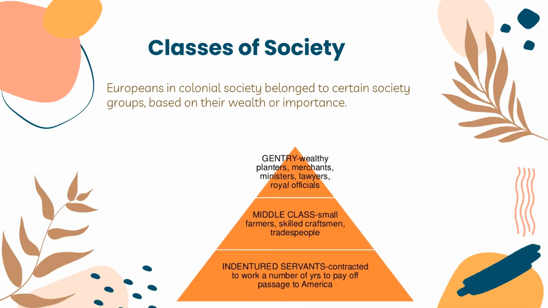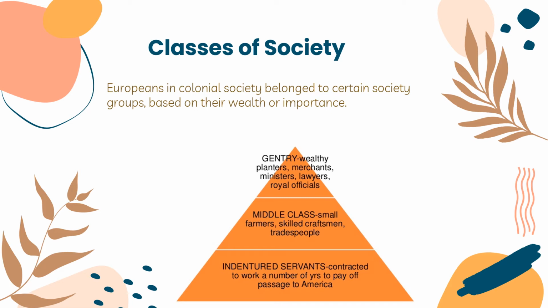Europeans in the colonial society belonged to certain classes or society groups based on their wealth or importance. The gentry were the highest class in the colonial society. They were large landowners, wealthy merchants, and bankers. The men in this class felt it was their right to control others, so they usually served in the government or were church leaders.